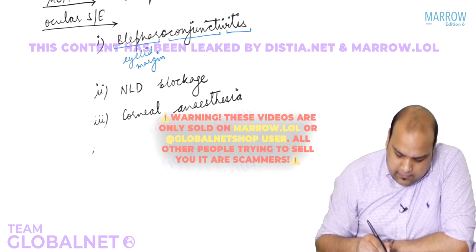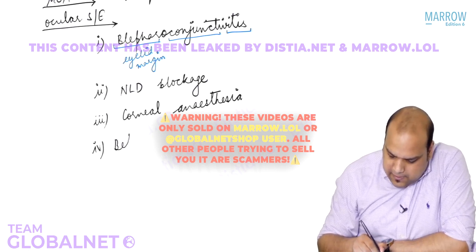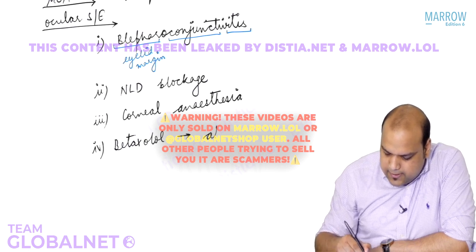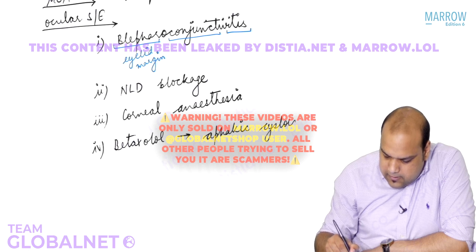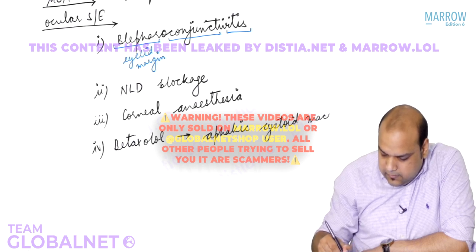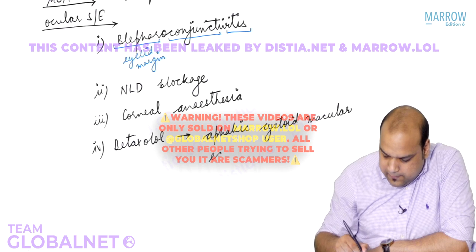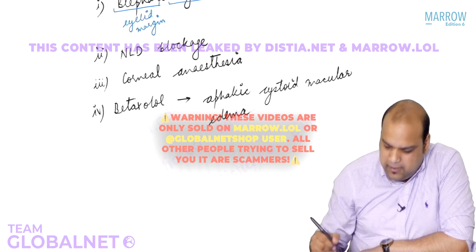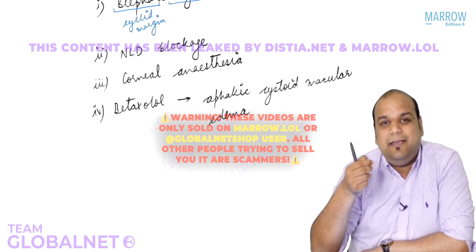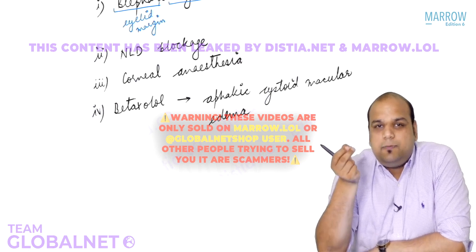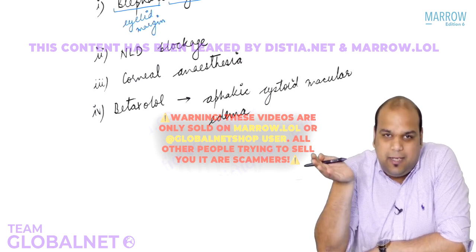Okay. Then the fourth important side effect, which is specific for betaxolol use only. Betaxolol can cause aphakic cystoid macular edema. Basically, cystoid macular edema if the person is aphakic. So you should not use betaxolol in aphakia. That's all, as simple as that.